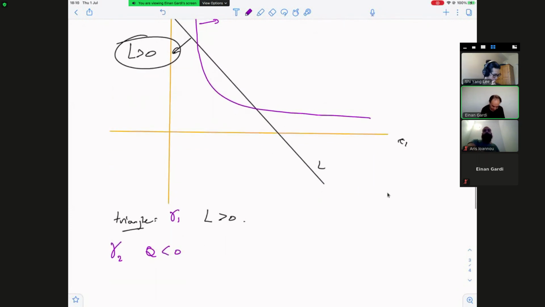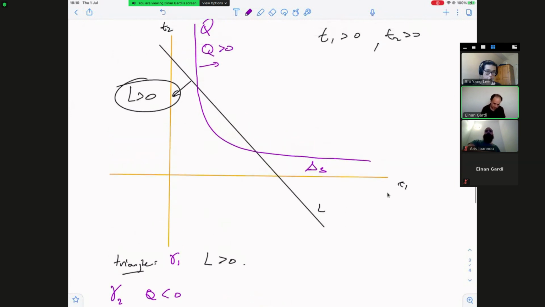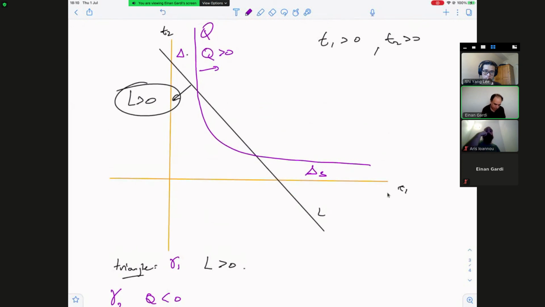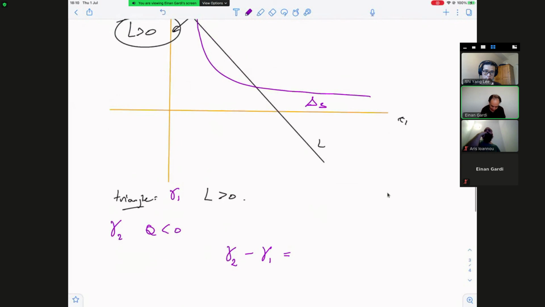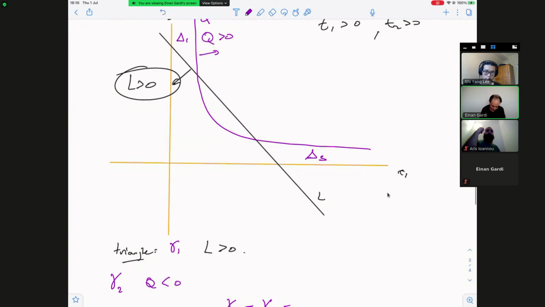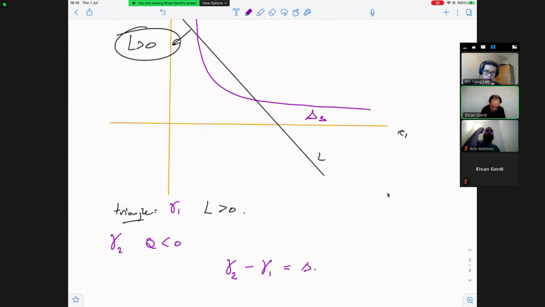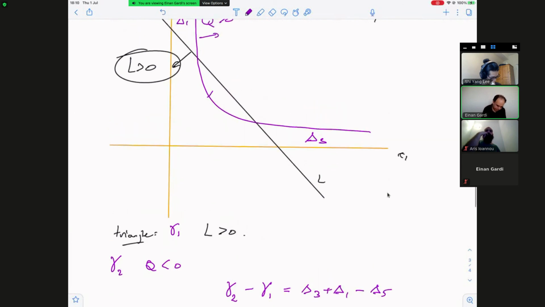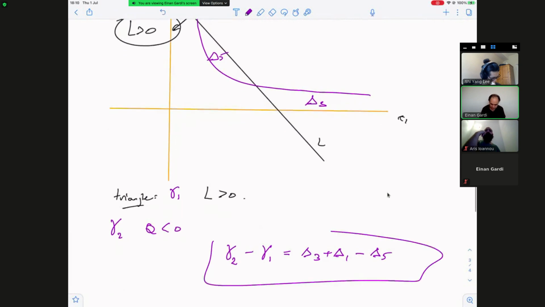Now, if I take the difference between gamma 2 minus gamma 1, that becomes delta 3 plus delta 1 minus delta 5. Do you agree with this relation?